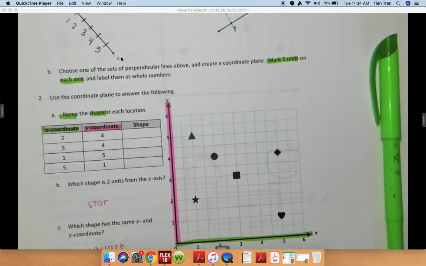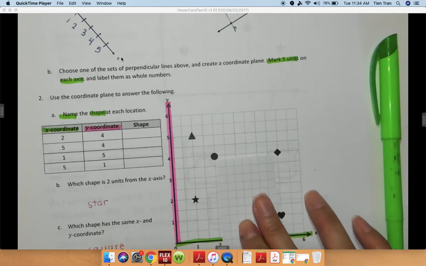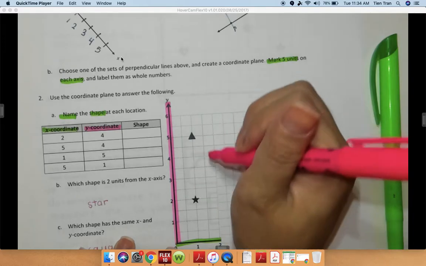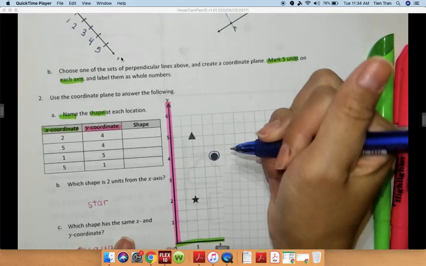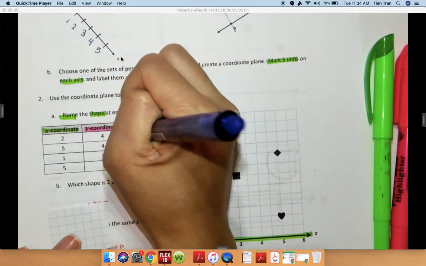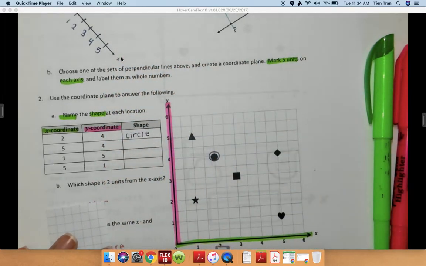Okay. So for the x-axis, they asked me to go over 2 times. So I go over 1, 2. And then they want me to go up 4 times. So 4 up is right here. And this is my circle. So the shape, I'm going to circle it. This is my circle, and I'm going to write in circle.